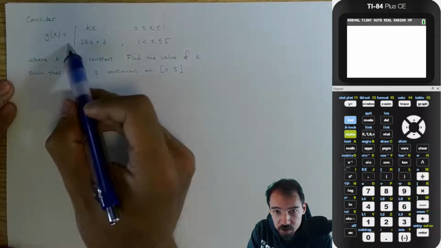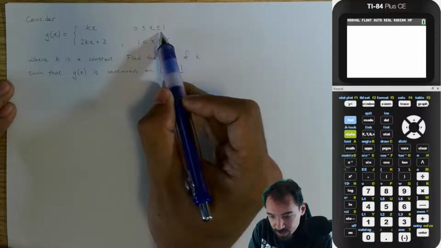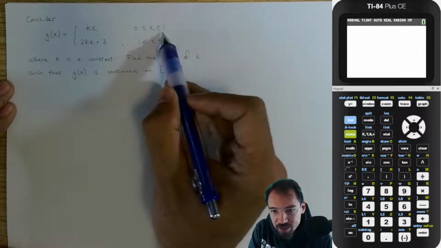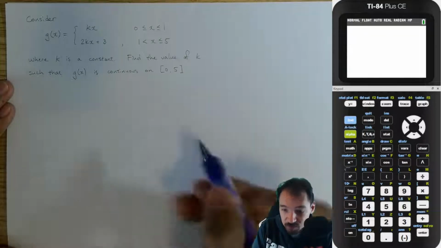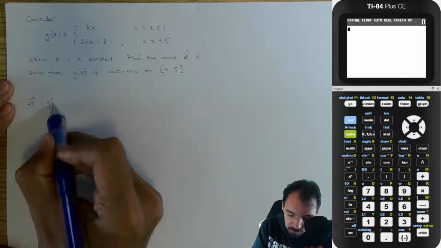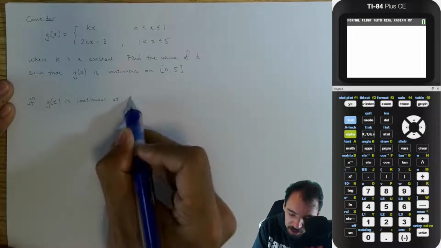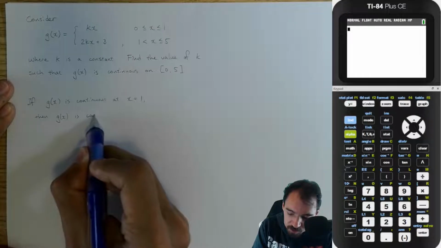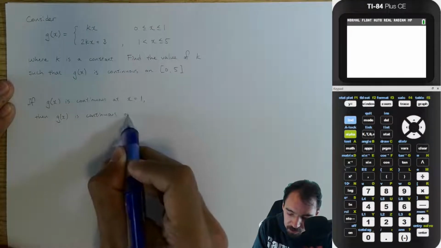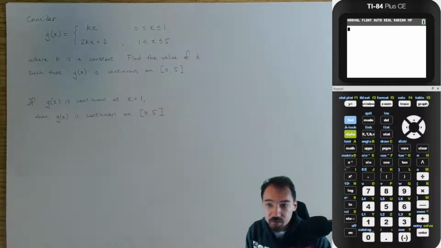That means our function g of x is continuous everywhere automatically except potentially the part where x is actually equal to 1. So we're transitioning between this piece and that piece, right? So that's really what we need to focus on. If we can make g of x continuous at x equals 1, then g of x is continuous on the interval from 0 to 5. That's really what we're saying, okay? So this is the piece we have to establish.